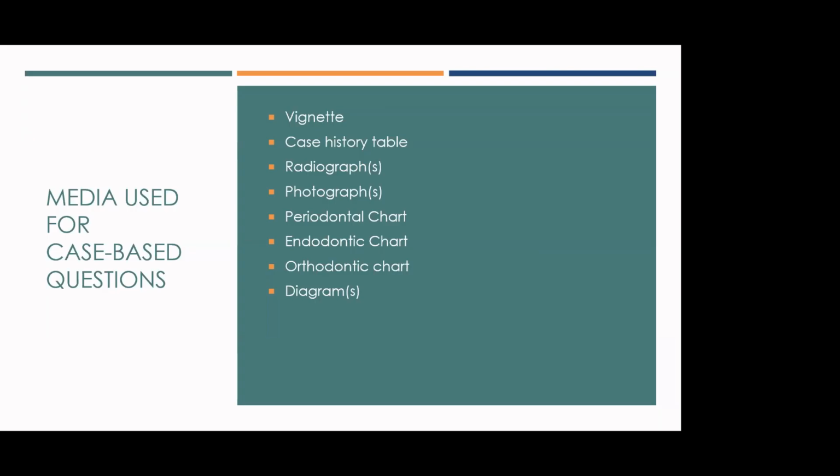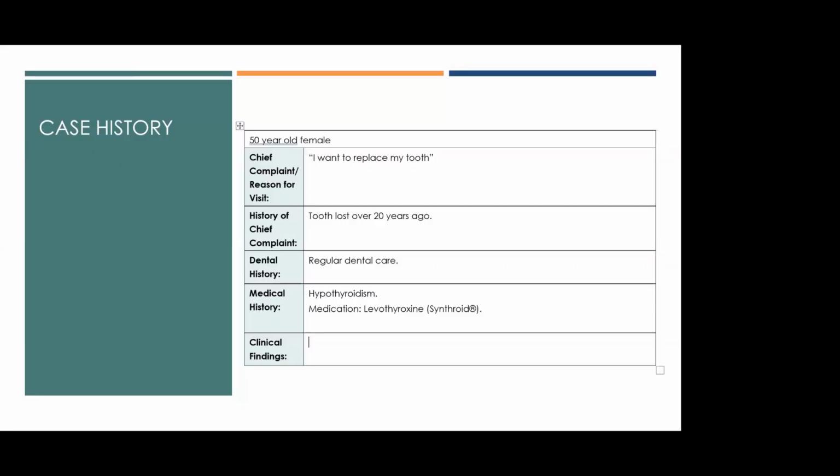They can also include charts, whether a periodontal chart, an endodontic chart, or an orthodontic chart. They can also include diagrams. A question can contain multiple of these medias at one time. If we use a case history table, it will be in the format that you see on the screen. Please refer to the protocol to get more information and see how we populate the various boxes of the case history tables.